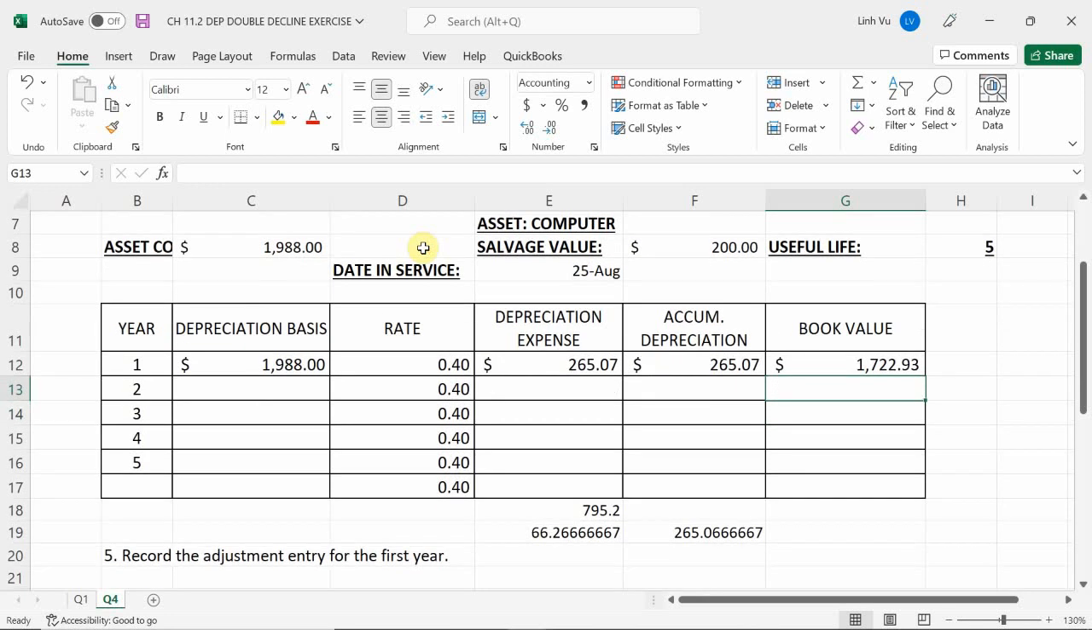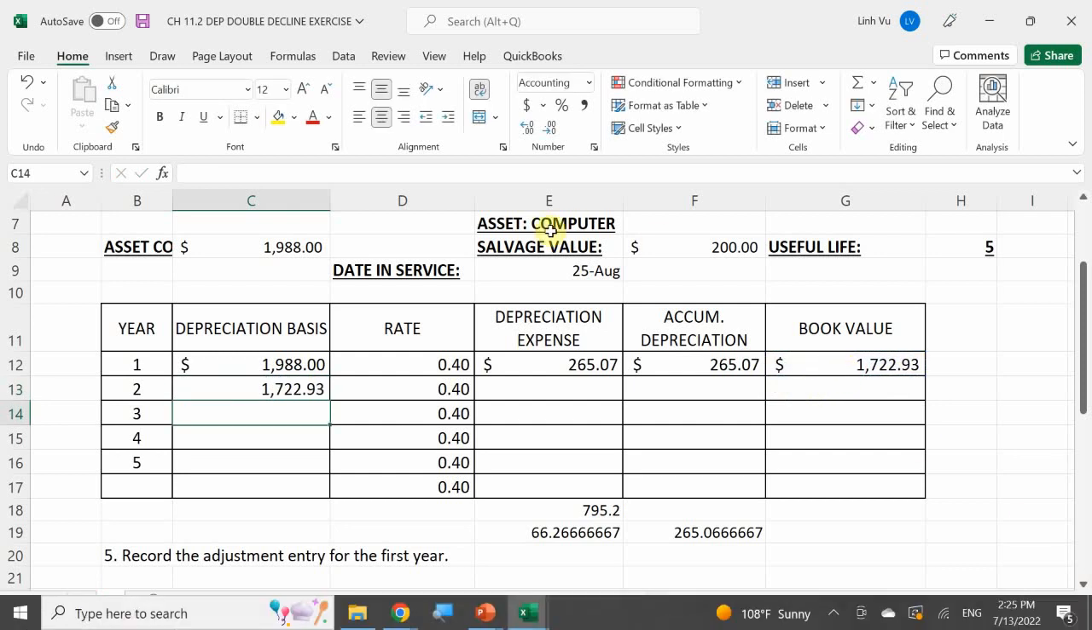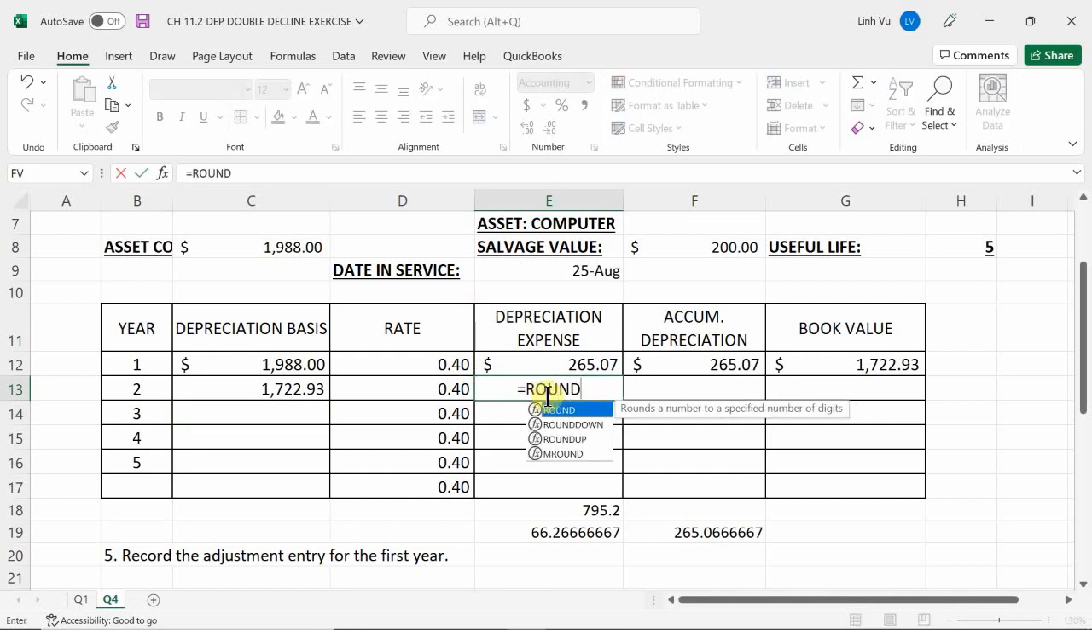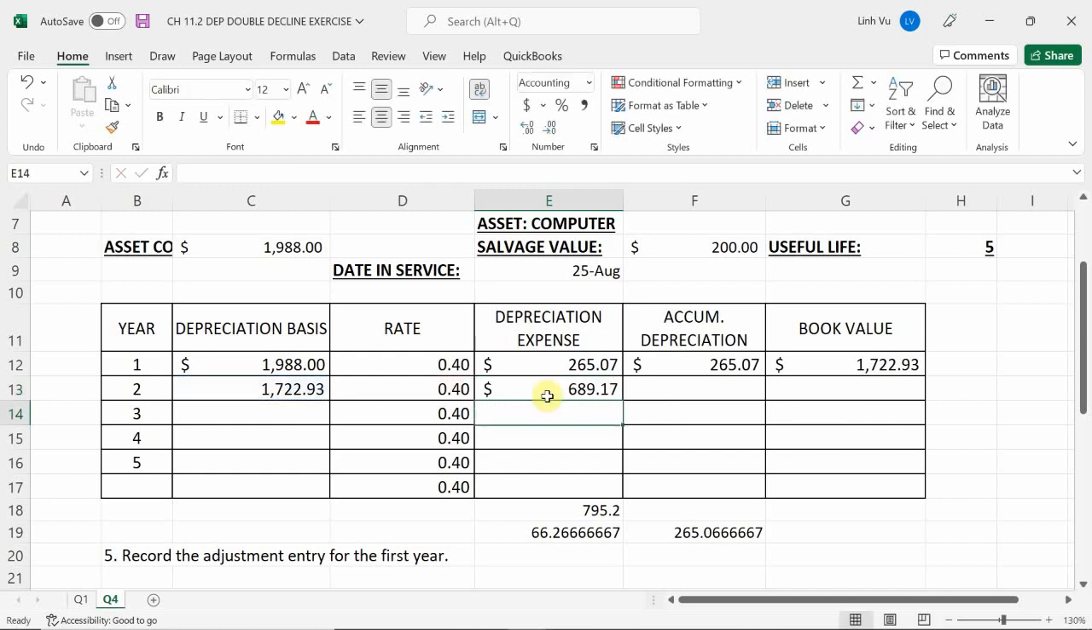What's the second one? What's my depreciation basis for the second year? 1722.93. Good. Times the rate, and it would be the full year, so it's 689.17. Good, for the full year.